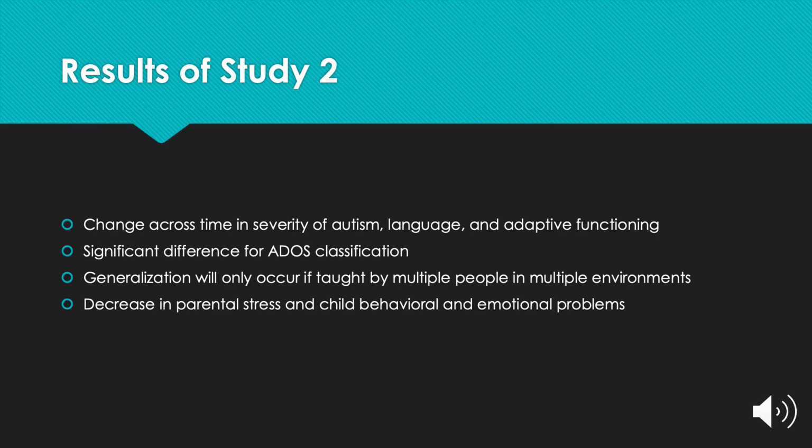The results of Study 2 showed changes across time in the main outcome indicators: severity of autism, language, and adaptive functioning, but no significant differences between the experimental and control group. Although the results on severity of autism showed no group changes, a significant difference was observed for ADOS classification. Between T0 and T3, the children in the EG showed improvement in all classifications. This means autism versus autism spectrum and autism spectrum versus non-spectrum.